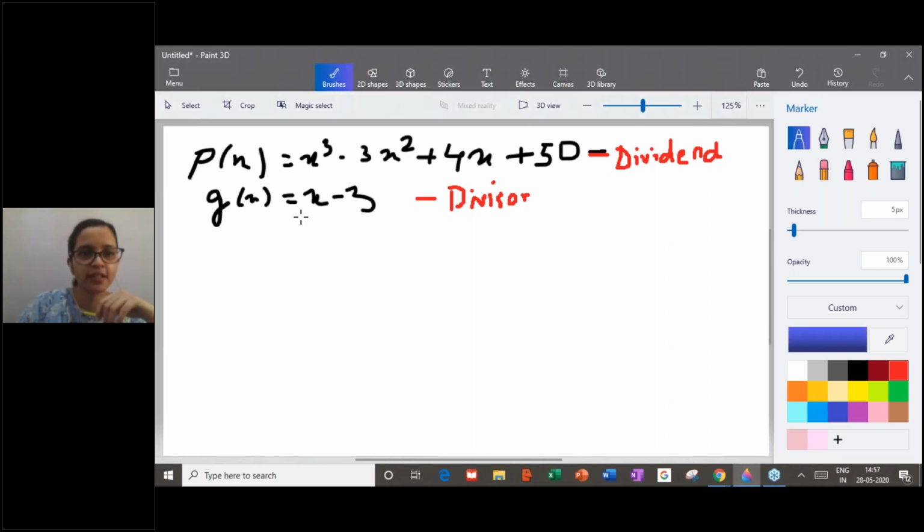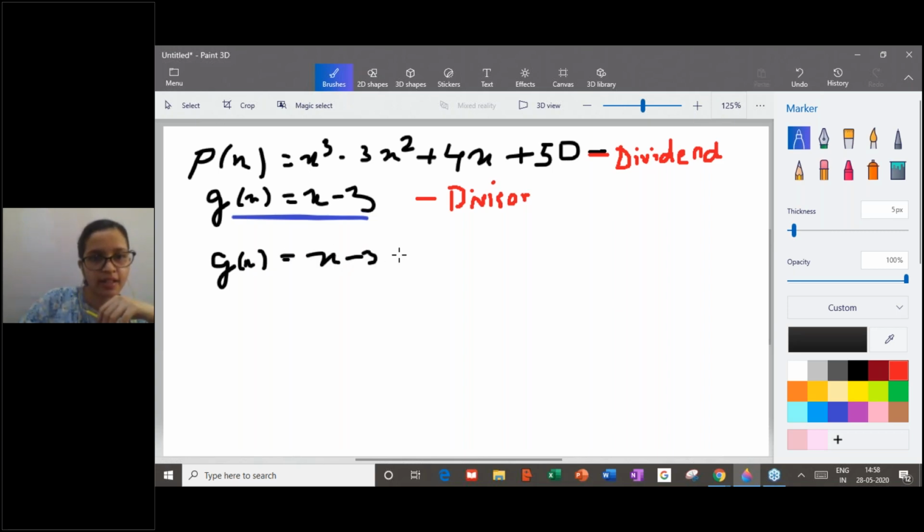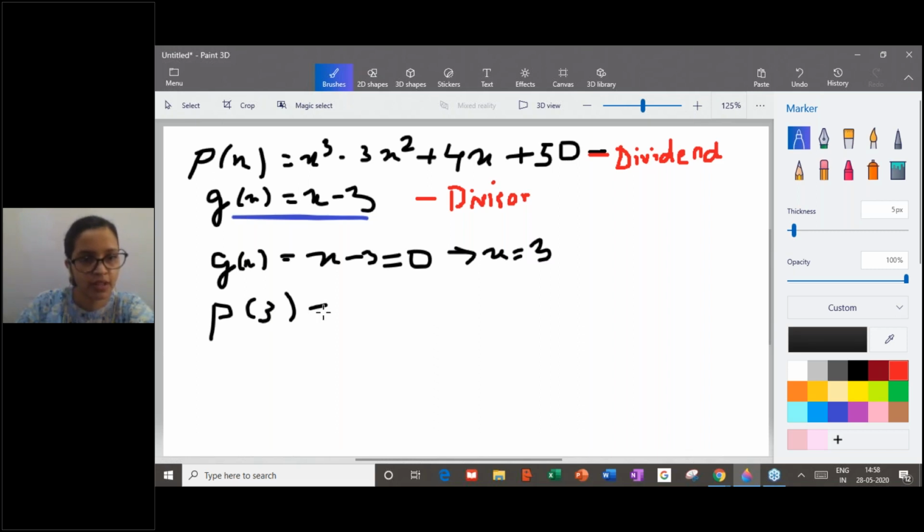this equation is a linear equation, right? Okay, so what do we do? We find the zero of g of x first. How do we do that? We equate it to zero. X minus 3 equals zero. From this we get the value of x to be 3. Now what do we do? We take p of the zero value. So p of 3, and substitute 3 everywhere in place of x.